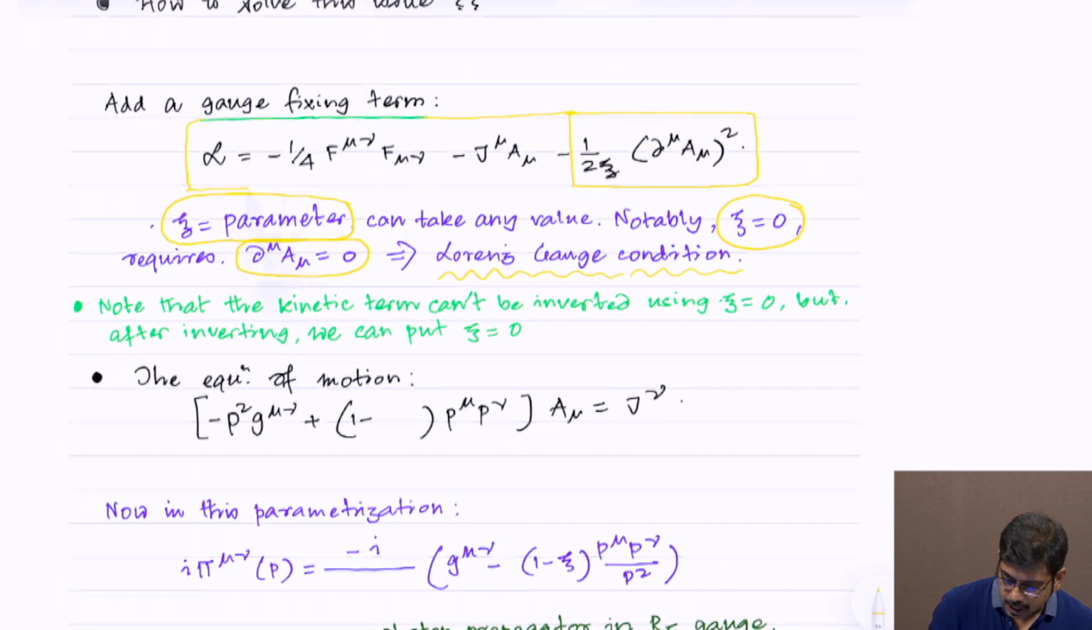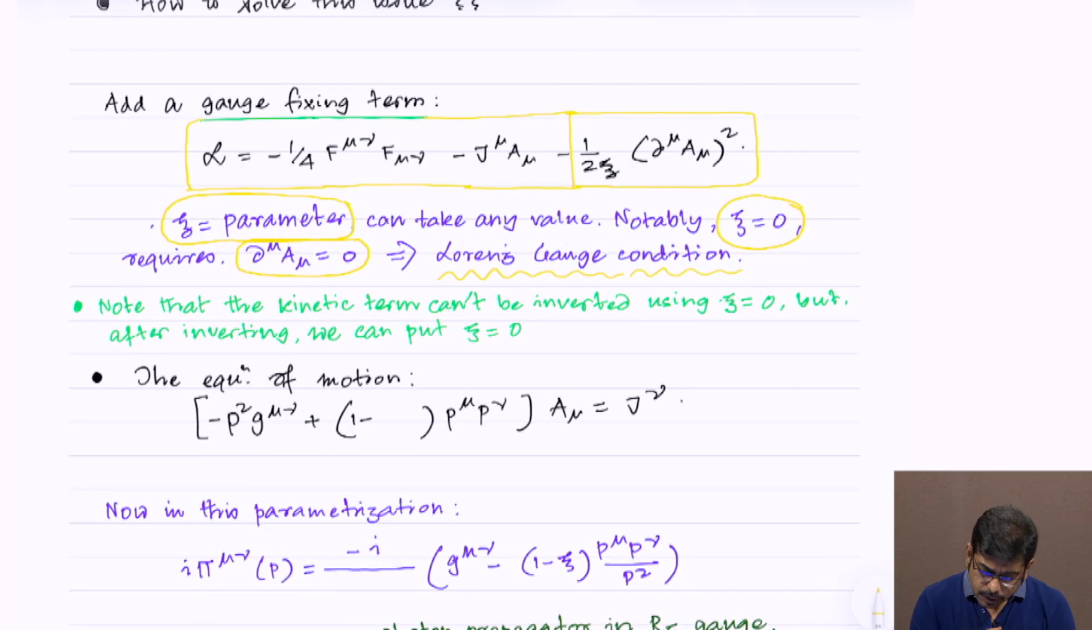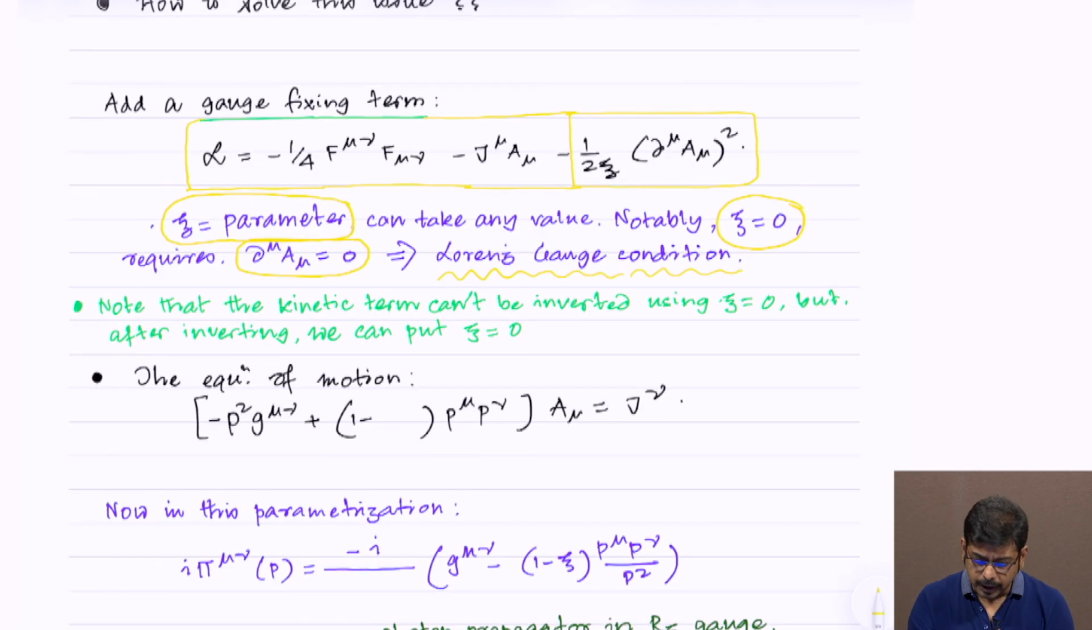Now, once again, this vision must be complete: what did we do? We said that we cannot invert the kinetic term in order to find the propagator for the gauge field or for the vector field.